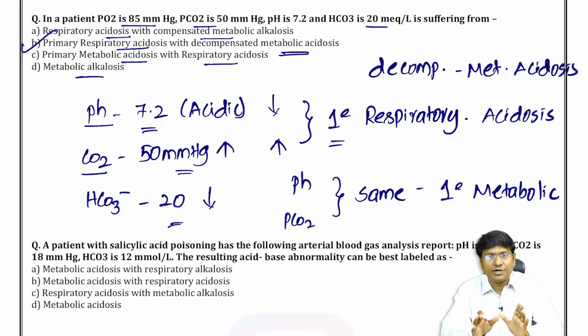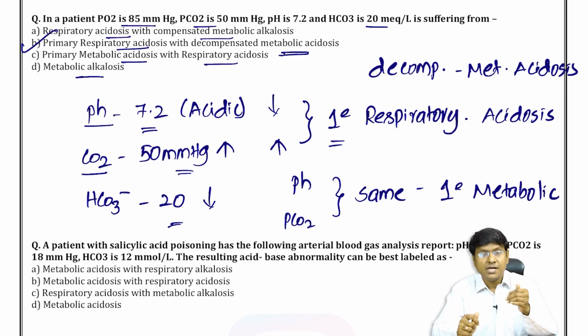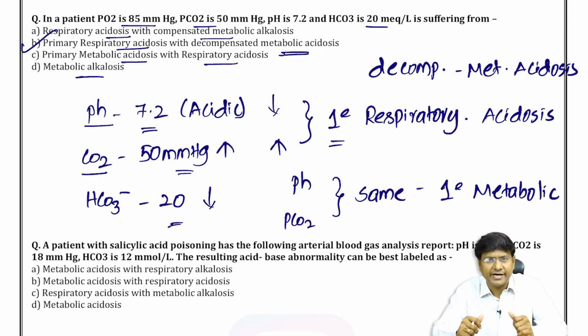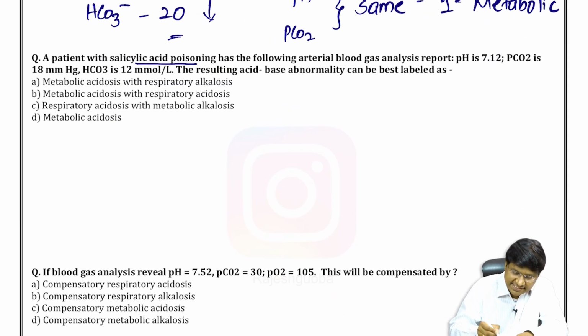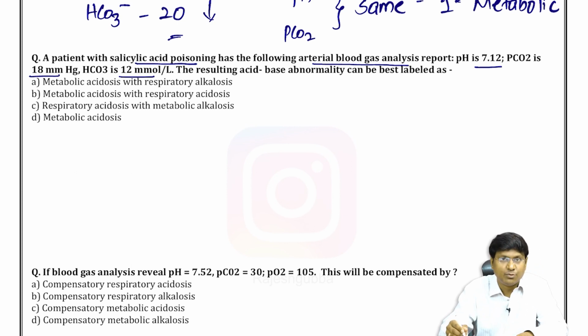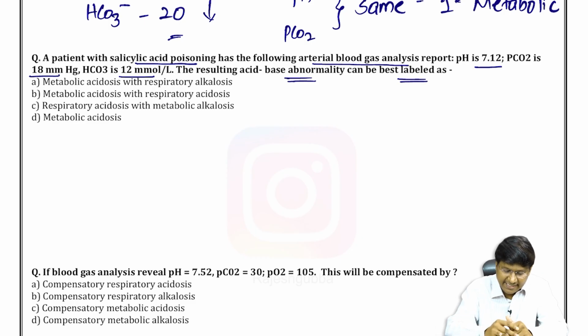So from this question, what do you need to learn? You need to learn how to decide the primary acid-base disorders, right? We'll try to do a few more questions on making out the primary acid-base disorders. A patient with salicylic acid poisoning has the following ABG analysis: the pH is 7.12, PCO2 is 18 and bicarbonate is 12 millimoles per liter. The resulting acid-base abnormality can be labeled as.